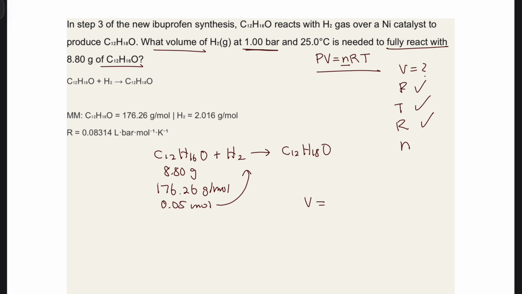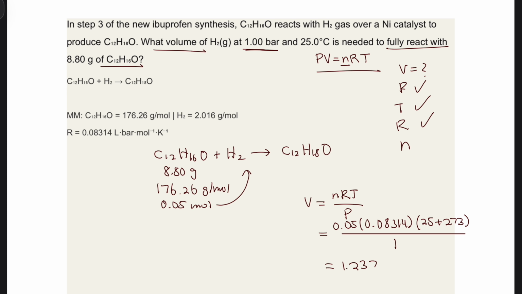So I'll rearrange for volume and just plug our values in. Remember that temperature needs to be in Kelvin, so whatever value I have in degrees Celsius, I'm adding 273 to it. And pressure is 1 bar. So calculate and you'll get 1.237 liters.